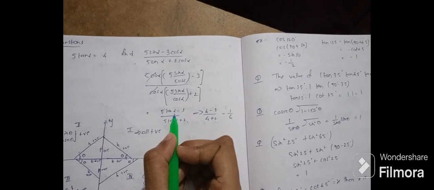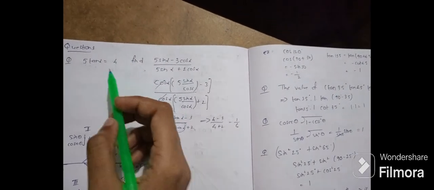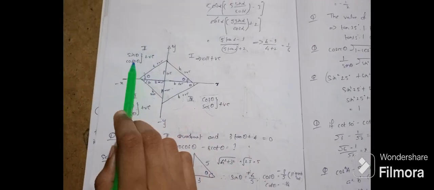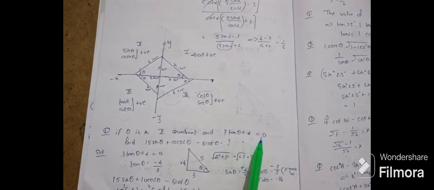Here, as in the question they gave that 5 tan alpha value is 4, 4 minus 3 is equal to 1, 4 plus 2 is equal to 6. So the answer is 1 by 6 here. Now let us go through this question. If theta is in the second quadrant, that is here, only sin and cosecant are positive, and 3 tan theta plus 4 equals 0, then find 15 sin theta plus 10 cos theta minus 8 cot theta.